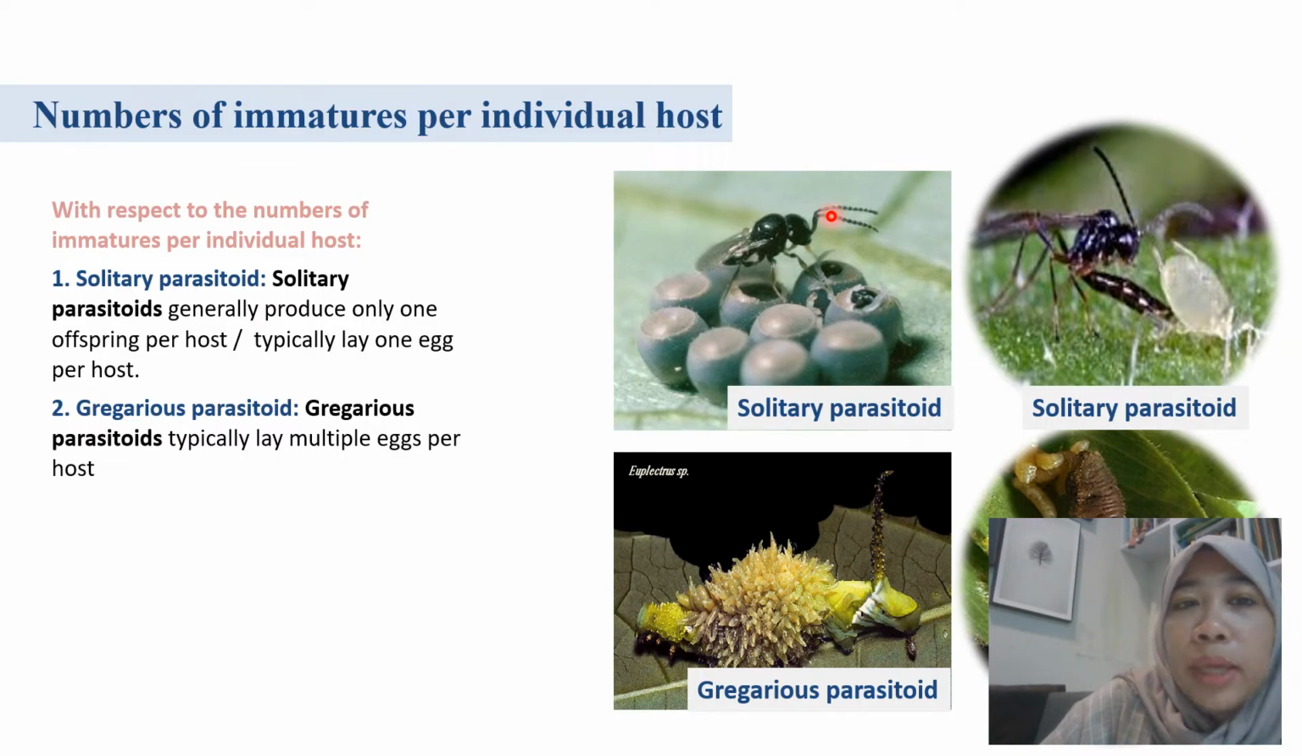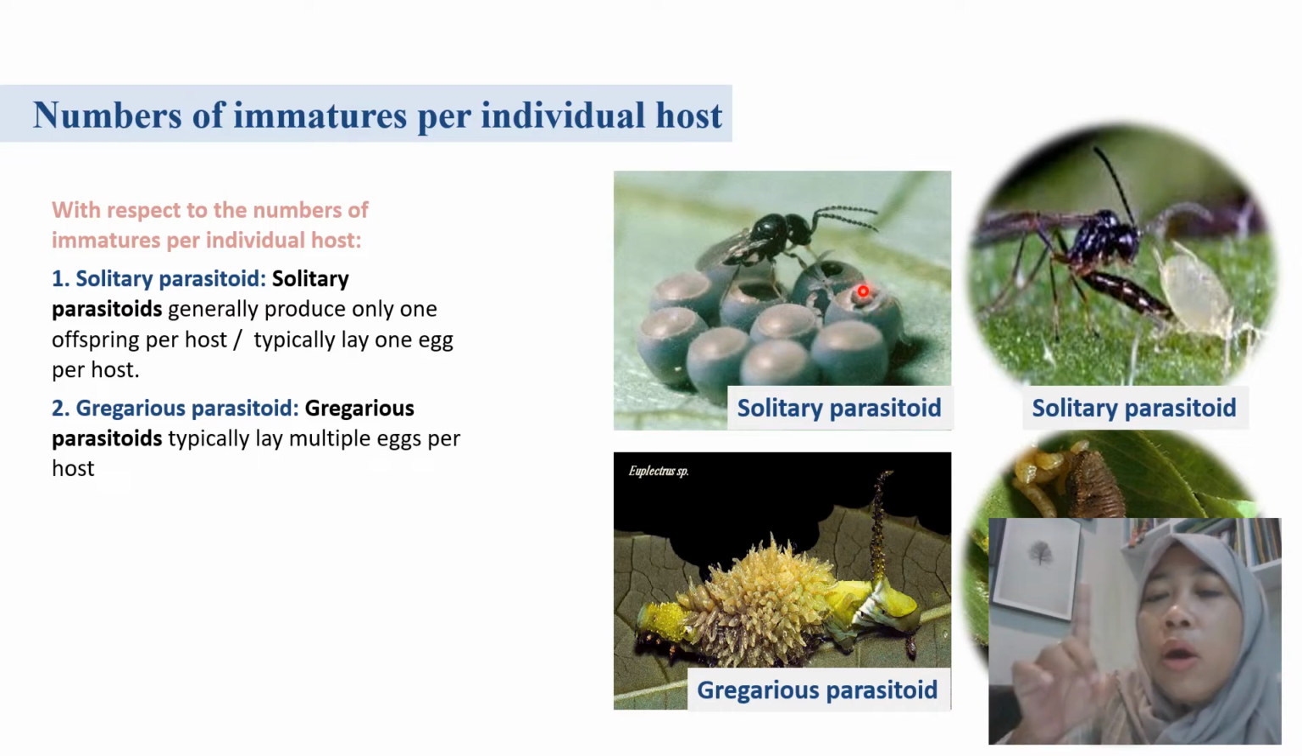And the number of immatures per individual host. There is the solitary parasitoid. A solitary parasitoid is a parasitoid that generally produces only one offspring per host. Jadi hanya satu dalam satu inang itu yang terparasit hanya satu ya. For example, from this one egg, this is the egg of the pest, only one parasitoid will come out.